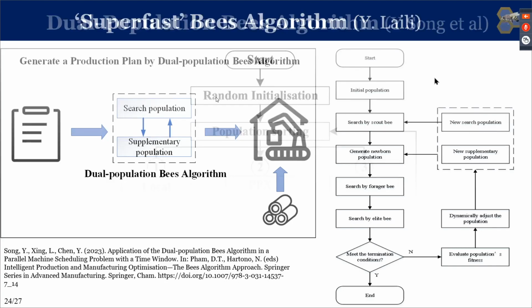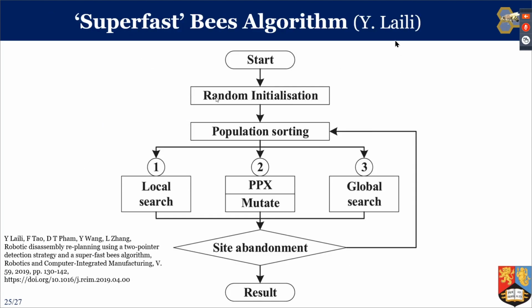And it is developed by our colleague, Dr. Yuanjun Lai Li in China also. This algorithm uses only 3 bees in the population. It has the best bee, the middle ranking bee, and the poorest performing bee. So there are 3 bees and they are placed in this ranking order.